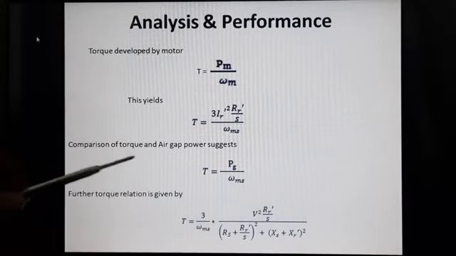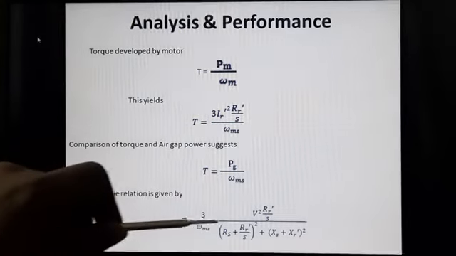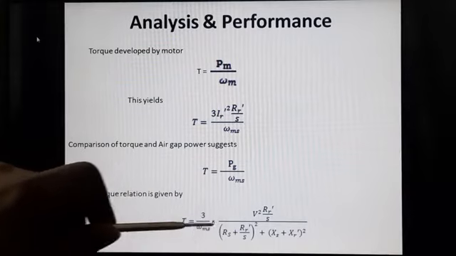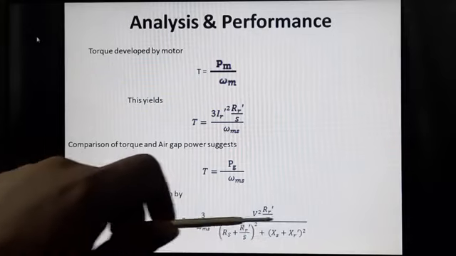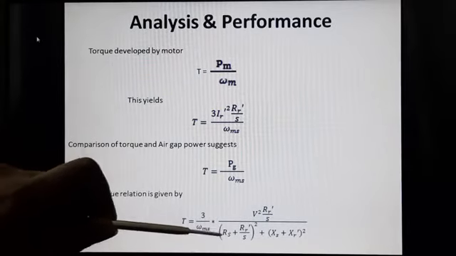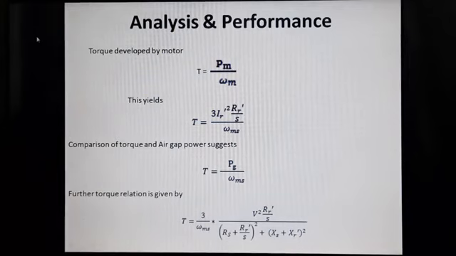3 by omega ms into this denominator, this particular term. If you simplify it with its LCM and all, a square term will come, and one square term will be multiplying with this, and further taking the reciprocal and multiplying it with the numerator, and with some cancellations, you will finally obtain the relation as 3 by omega ms into s into V square into Rr dash divided by Rr dash square plus s Xr dash square. That's how you will be obtaining the relation.